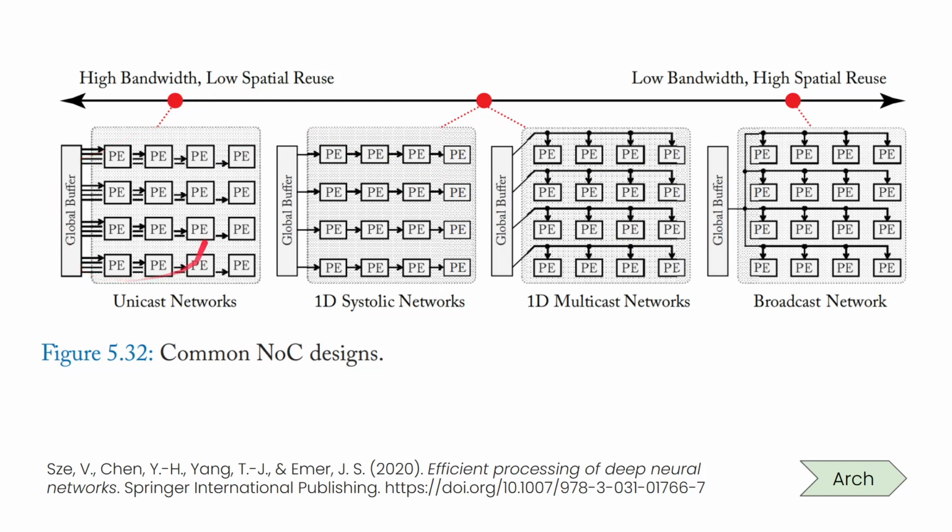The first one that we're going to look at, we're going to call a unicast network. What a unicast network does is it has a bunch of wires going to the first processing element, then fewer going to the second, fewer still to the third, and so on. However, you'll notice that the global buffer only connects to the first column of processing elements. If this particular processing element needs some data, it can't grab it directly from the global buffer. The global buffer needs to pass it along the chain, like runners running a marathon.